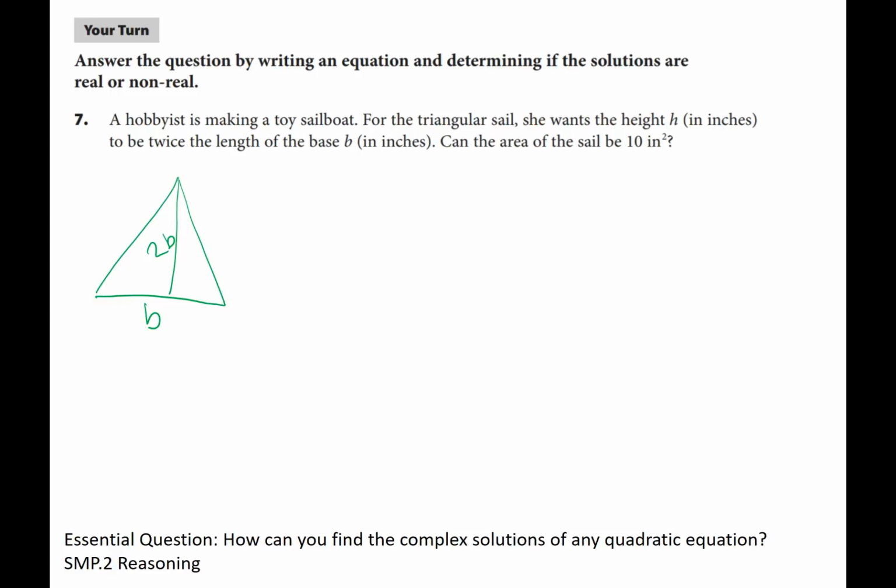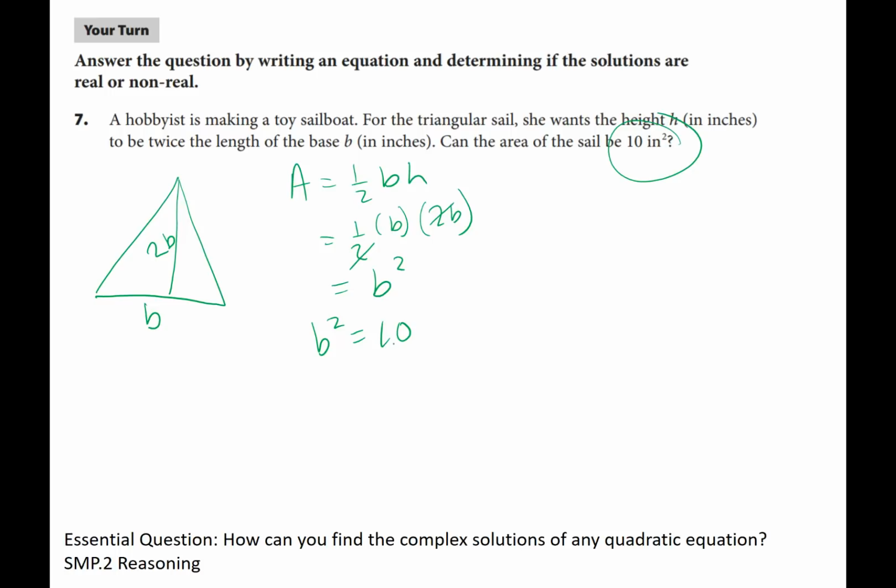We need to actually write our own equation. So the formula for the area of a triangle we know is 1/2 the base times the height. So I would see 1/2 the base, which is B, times the height, which is 2B. So those 2's are going to cancel. So my area is just B squared. Then we're going to set that equal to this. Can the area of the sail be 10 inches squared? So you're going to say B squared equals 10.